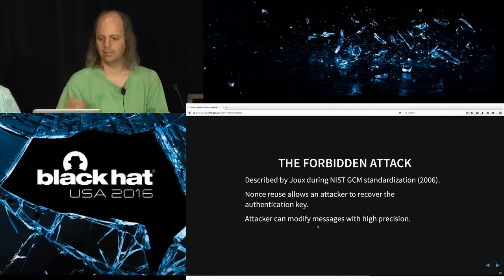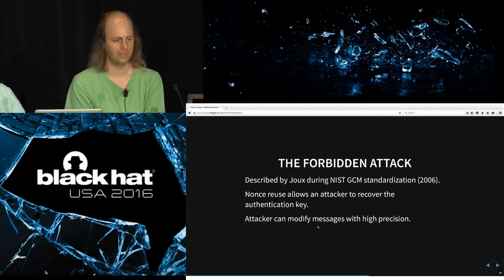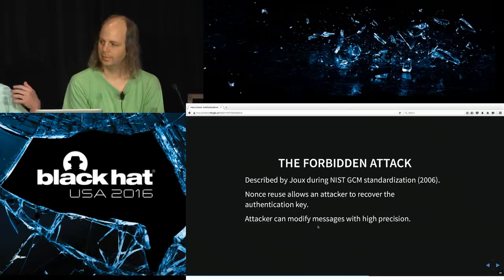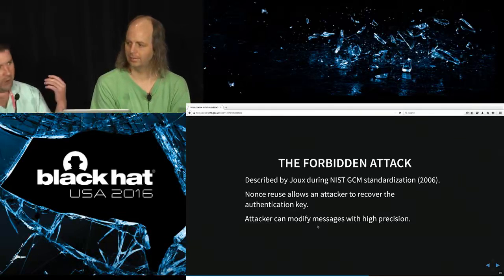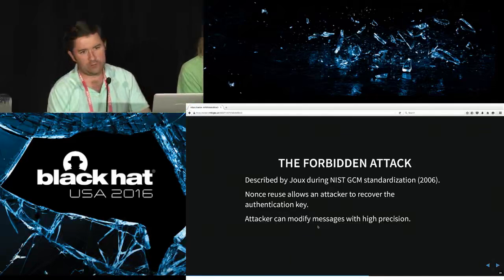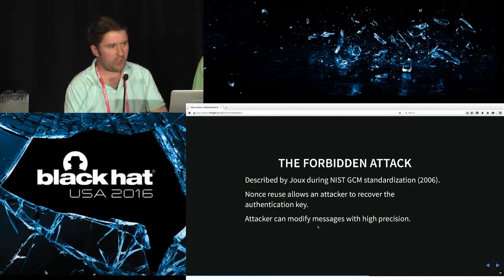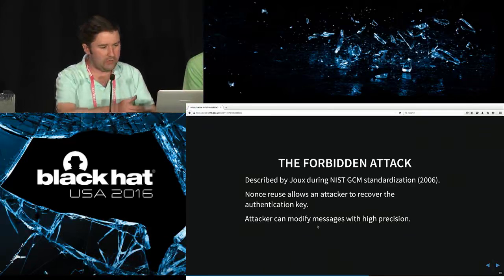Okay, and now I turn over to Sean for the attack description. Yeah, so we've been hearing a lot about GCM, how it requires a unique nonce for safe usage. So we're going to dig a little bit into why that is.